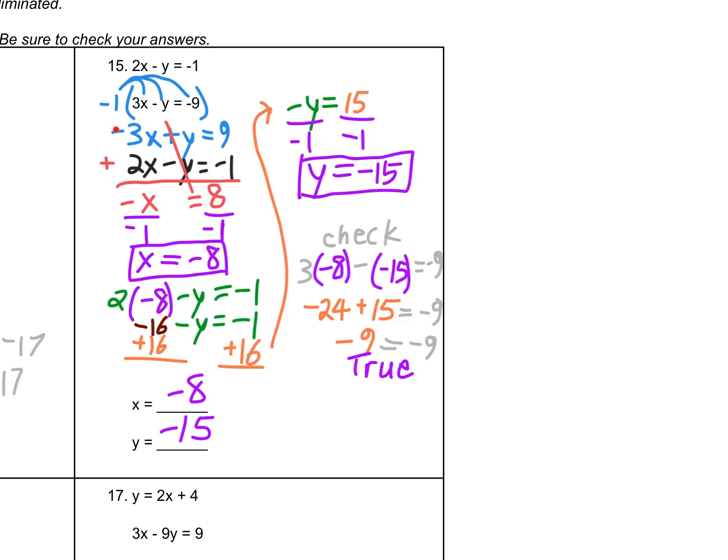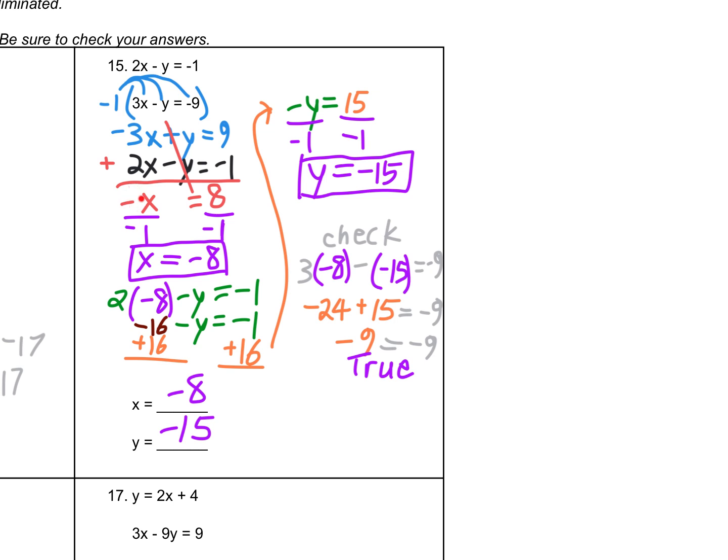I'm going to add them together. -3x plus 2x was -x. 9 minus 1 was 8. One of the most common things I see students forget is this is -x, not x. I want positive x equal the number.